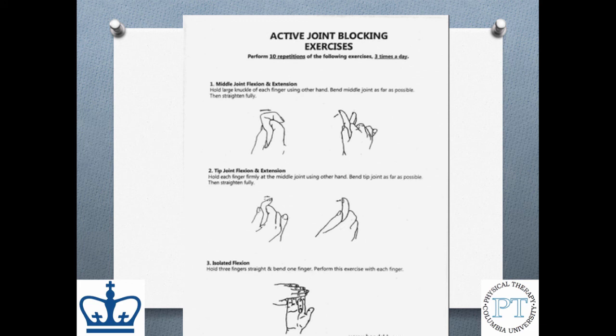This is a picture showing you some active joint blocking exercises. In the first picture, what you're doing is stabilizing the PIP and having each finger bend at the PIP and then the DIP, and extend at the DIP and then the PIP. Tip joint flexion, making sure we're getting isolated movement at the DIP. We could also isolate flexion. If you see in the bottom picture, you're holding three fingers straight and you're bending one finger.